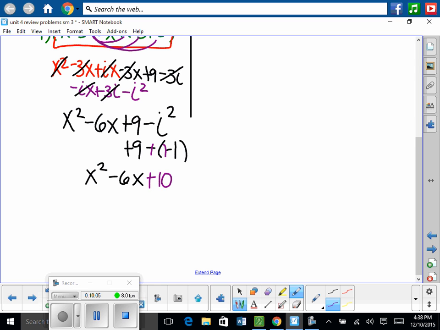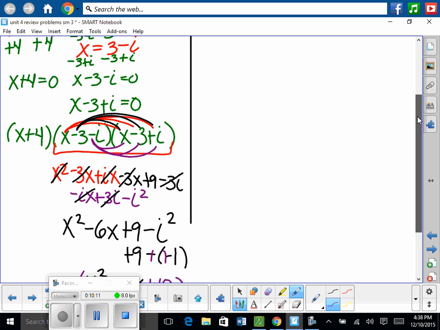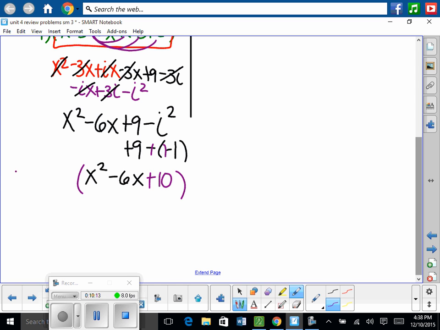which is 10. So there's our polynomial, and we've got to multiply that to the polynomial we had up here, which was x plus 4. So we're multiplying that to x plus 4, and then from there we're going to distribute very carefully again.